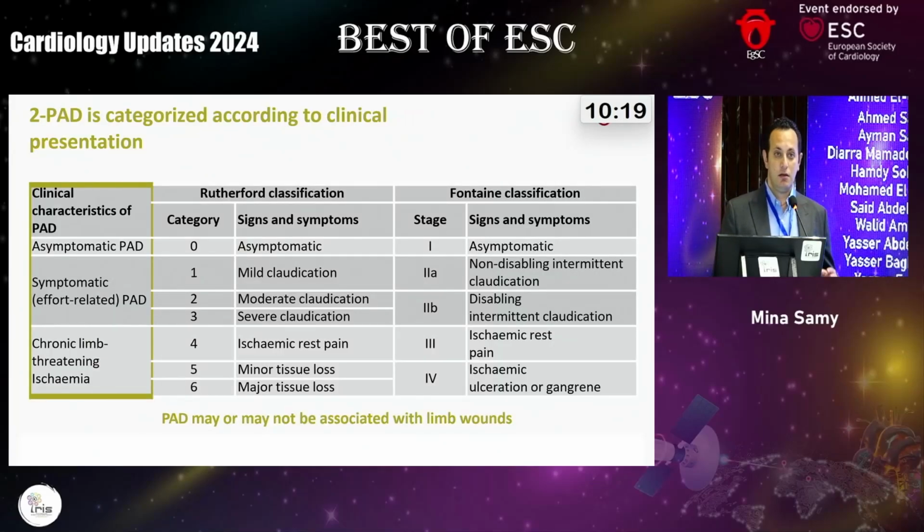Regarding the classification of patients with peripheral arterial disease, they classify the patient as either asymptomatic peripheral arterial disease, or symptomatic effort-related, or critical or chronic limb ischemia, the last part of the classification.